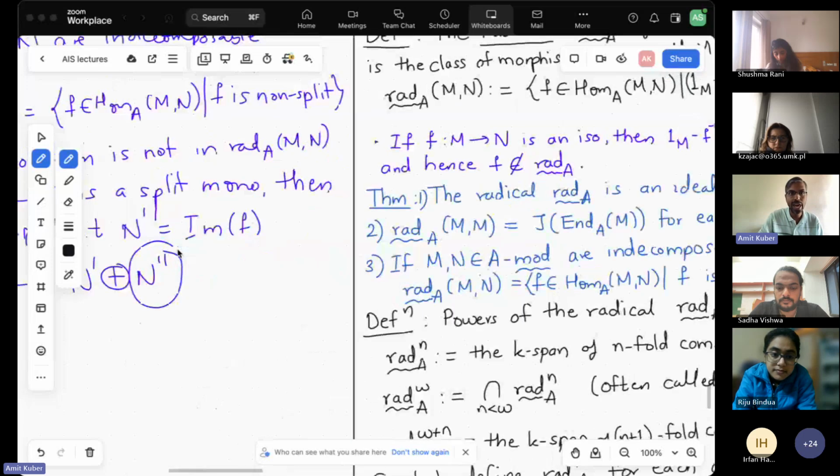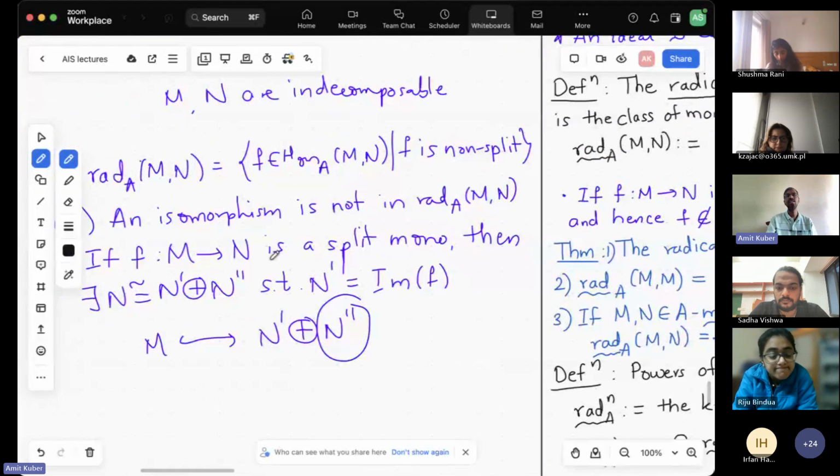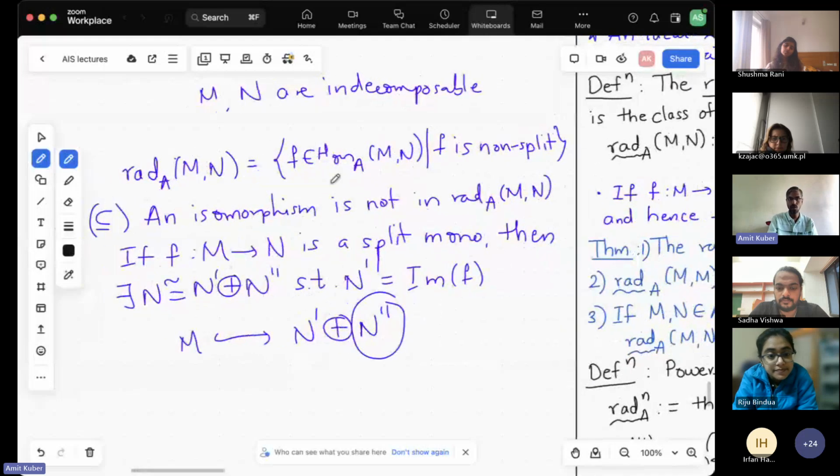One side was this. So M and N are indecomposable. And what is the radical? Well, we want to show this equality, and a split morphism between two indecomposables has to be an isomorphism. Because of that property, we concluded that isomorphisms are not in the radical. We have already noticed that, so therefore this containment happens. Now let's do the proof of the other side.